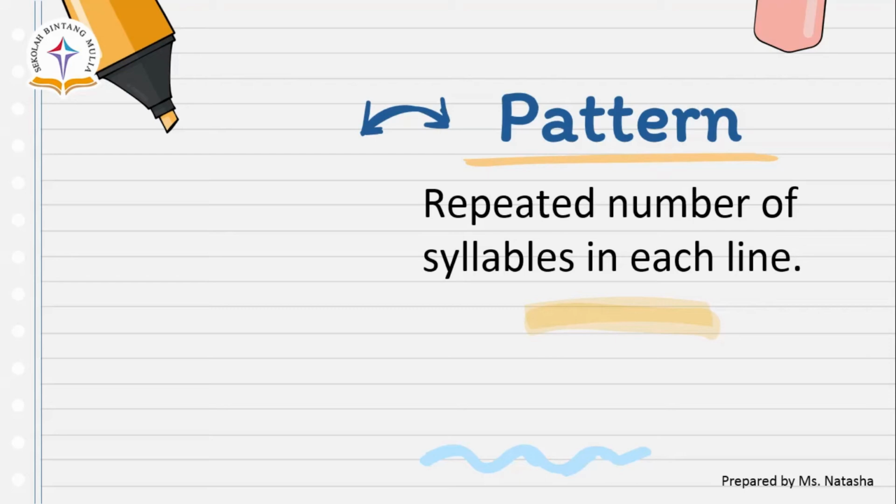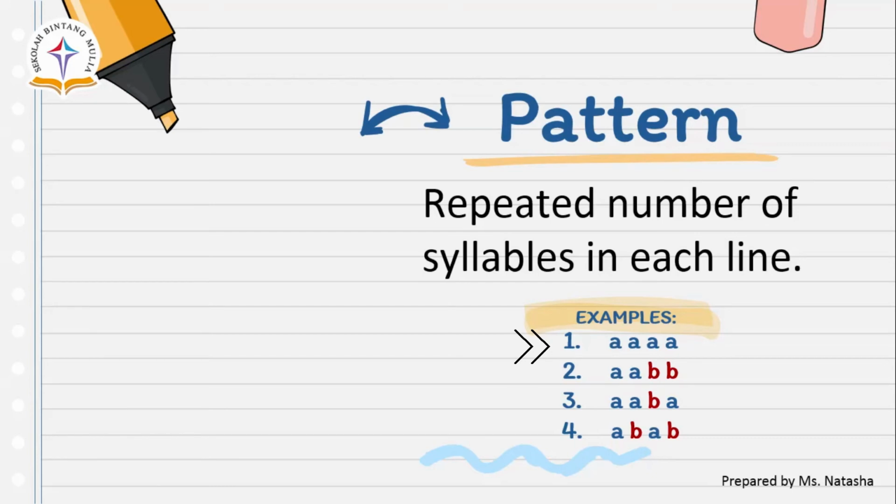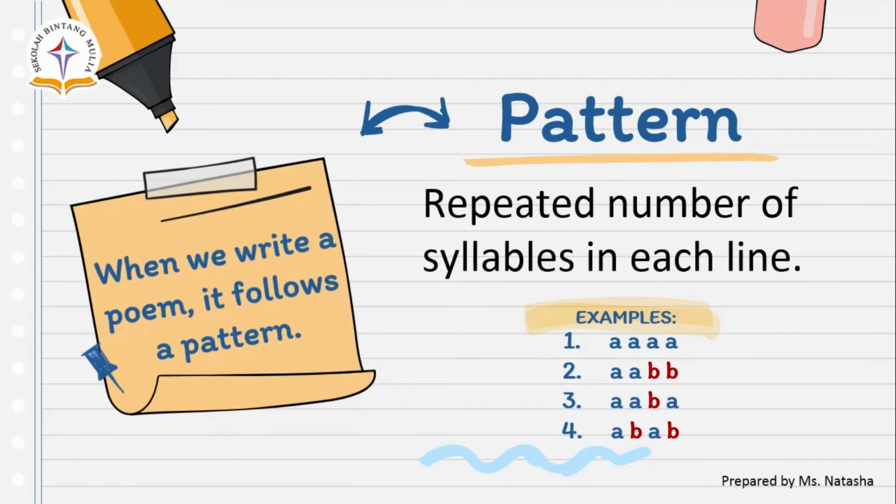Other than rhythm, a poem also has pattern. Pattern is a repeated number of syllables in each line. There are several kinds of pattern that you may see in a poem. These are the examples. A, meaning that every line, four lines in a verse, has the same number of syllables. You will see in our next example. When we write a poem, it always follows a pattern.